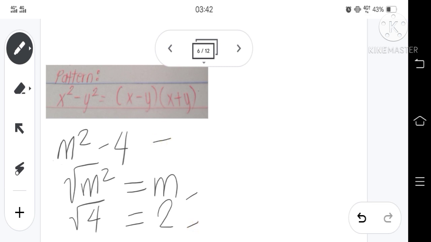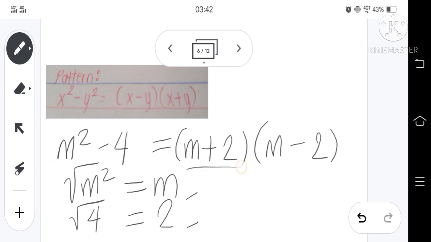Now, for the final answer, the factored form of m squared minus 4 is the sum and difference of m and 2. And this is now our final answer.